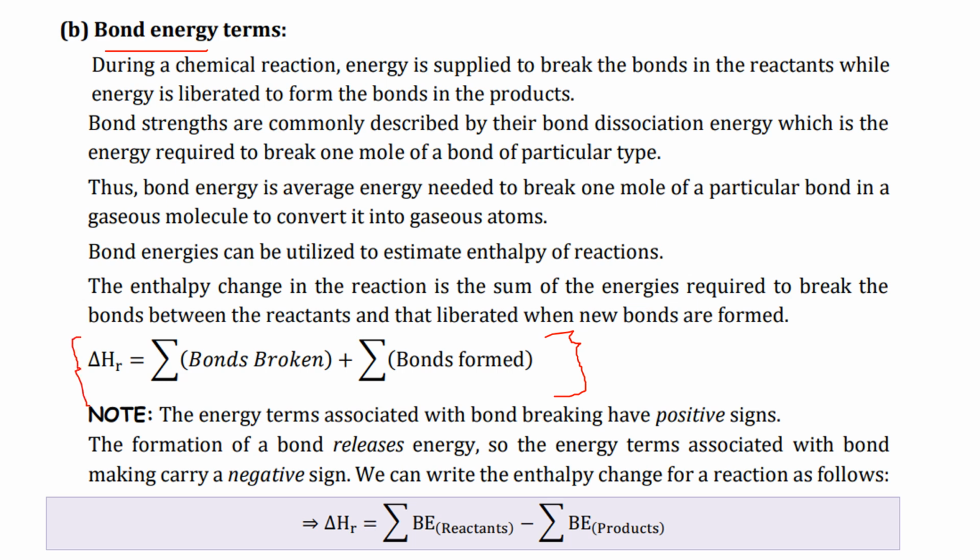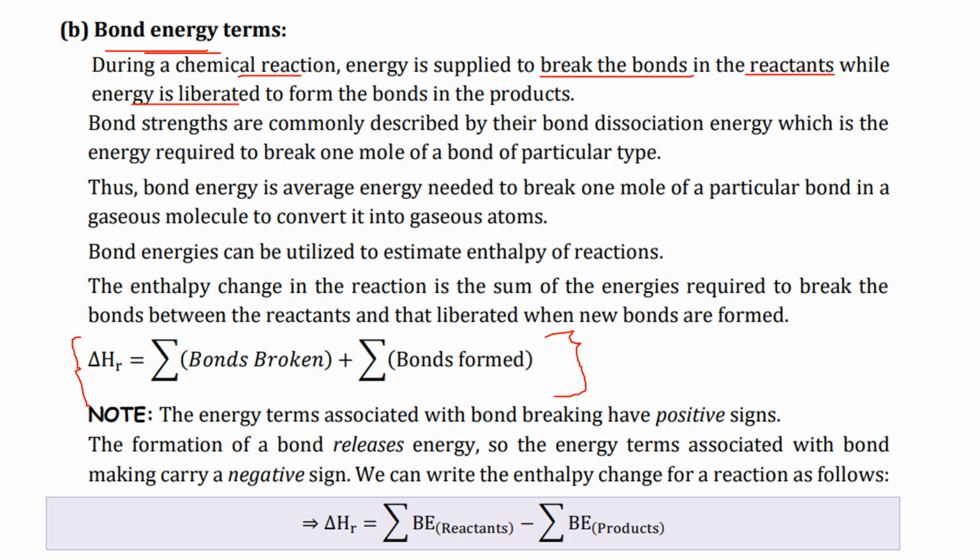So starting with bond energy terms, as we had already covered the first part, which was part A in the previous video, here we are going to be saying that during a chemical reaction, energy is supplied so as to break the bonds that are involved in the reactants. But whenever we are forming products, energy is always liberated.